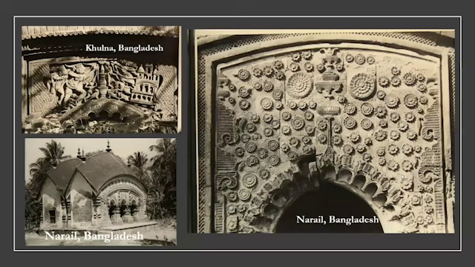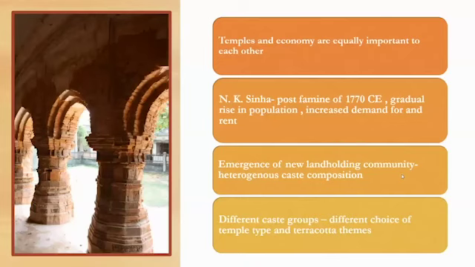Here again, these are terracotta plaques, ornamentation and some temple types from Bangladesh, again from the archives of David McCutcheon. With regard to the comments on economy and temple by scholars, I would like to make a few comments.